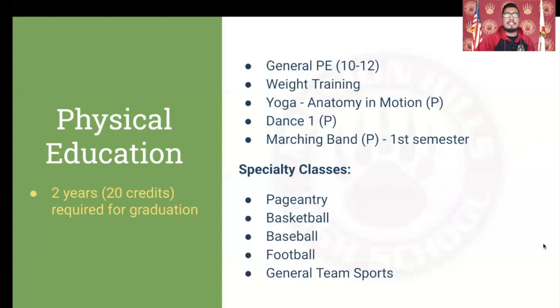Next up is the physical education requirements. Some of you have already fulfilled this, but you can still take a PE class. Just as a reminder, you do need 20 credits of PE in order to graduate. Some of the options that we offer are general PE, weight training, yoga, dance, and marching band if you're in band. We also have specialty classes such as pageantry, basketball, baseball, and football. We also have a general team sports class, which includes sports such as softball, wrestling, lacrosse, and many more.